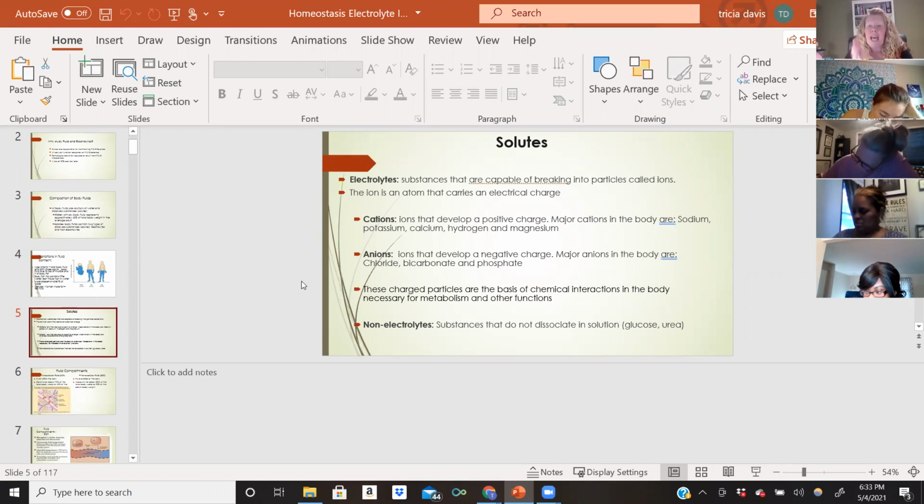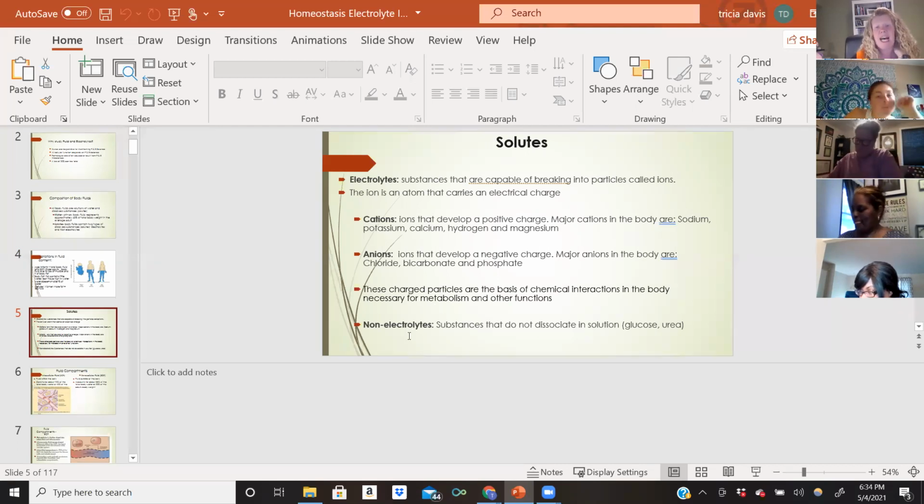So the major cations, which have a positive charge in the body, are sodium, potassium, calcium, hydrogen, and magnesium, okay? They all have a positive charge. Our anions, those ions with the negative charge, are chloride, bicarbonate, and phosphate. These charged particles are the basis of all of the chemical interactions in our body, and we need them in order for metabolism to occur and in order for all the other functions to be maintained in our body.